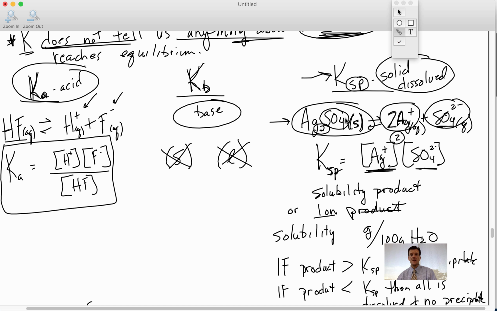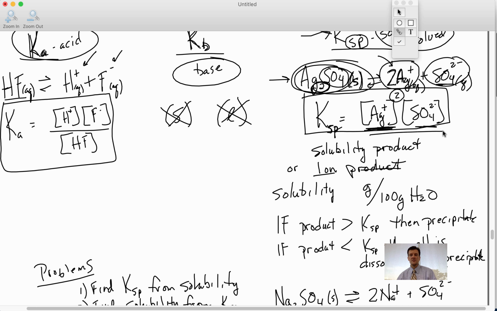So, concentration of the silver ion squared. Why is it squared? Because to balance this equation up here, you had to put a 2 in front of the silver ion because there are 2 silver parts in the silver sulfate, and then times the concentration of the sulfate. This is your K expression for the dissolving of silver sulfate. This is called the solubility product or called the ion product. All right?